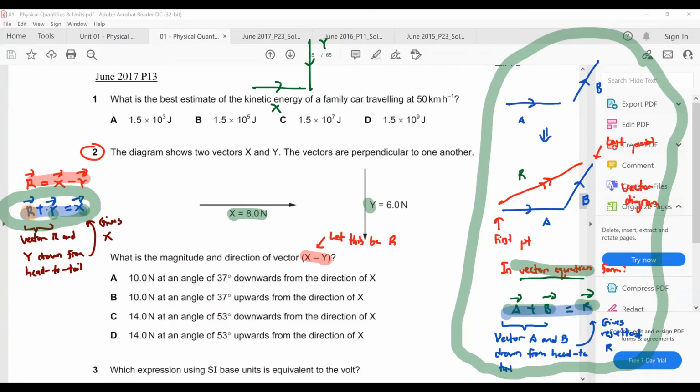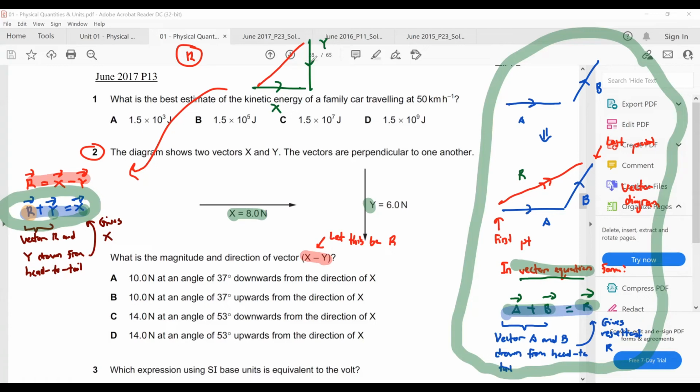Now, I have an unknown vector r. All right, now think of it this way. My vector r could be something here like this. But what should be its direction such that it follows this relation? Notice that when you write it in this form, it means vector r and y drawn from head to tail should give me vector x.